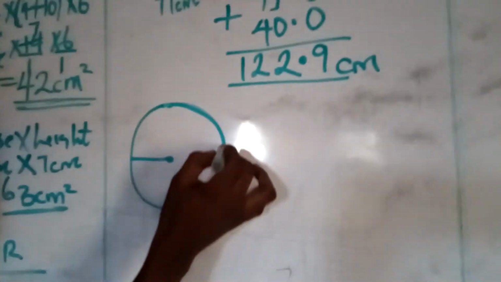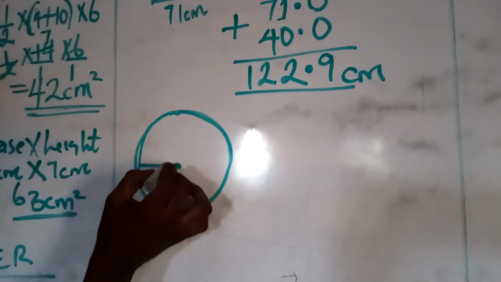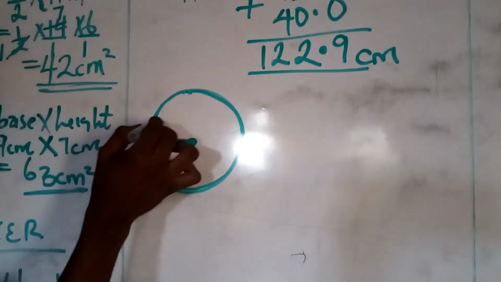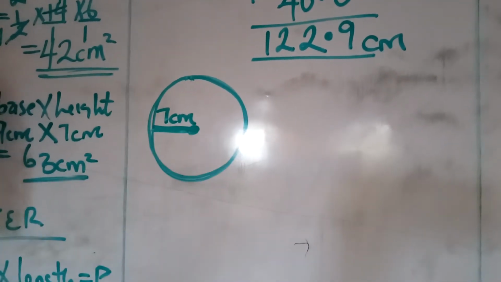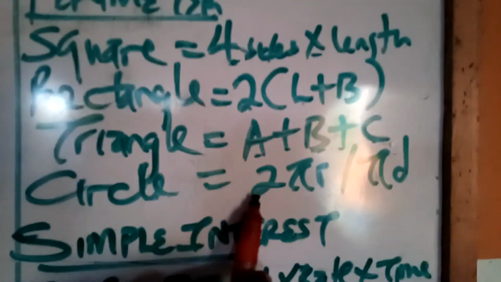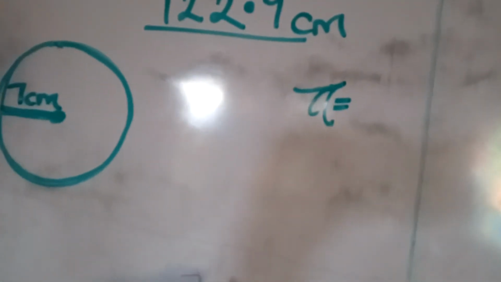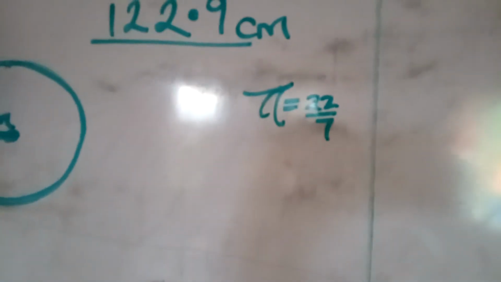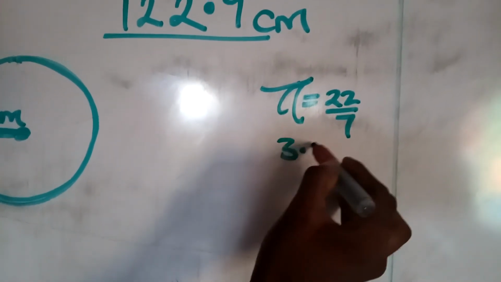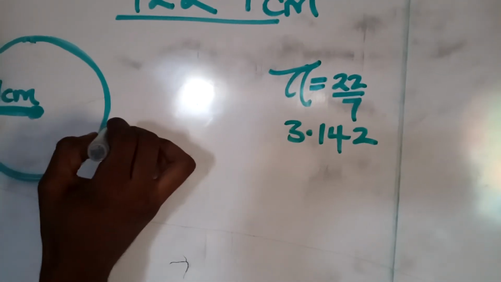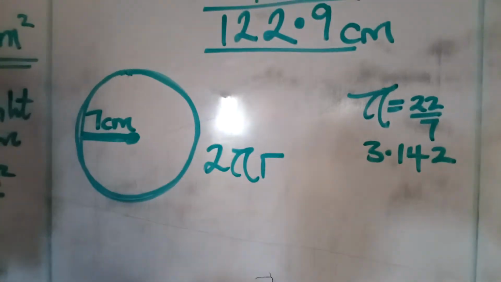Remember I said the line that bounds the circle is what you call the circumference. The line that is drawn from the center of a circle to any part of a circle is called the radius. Then the radius is 7 centimeters. Then if you have to calculate the perimeter of this circle, the formula is 2 pi r. Now I said earlier on that our pi always represents 22/7 in fraction or 3.142 in decimal.